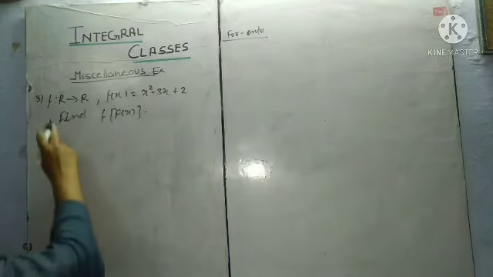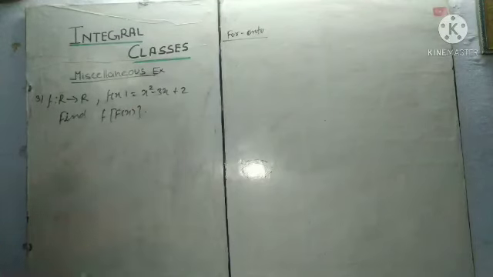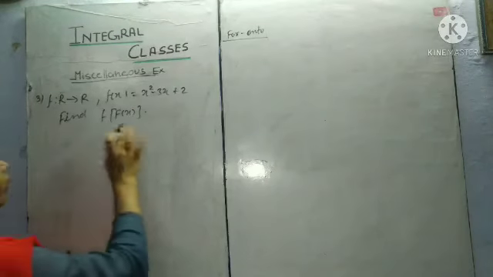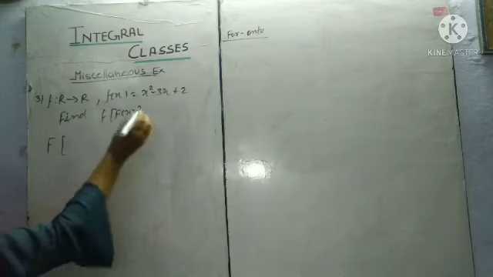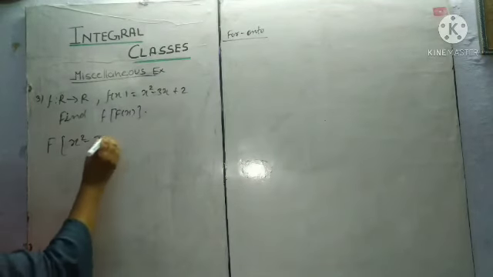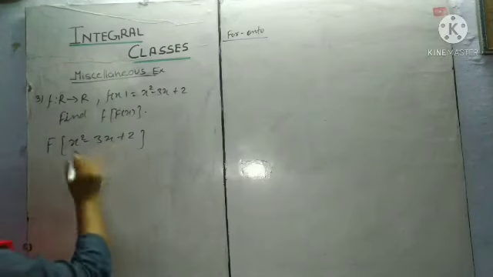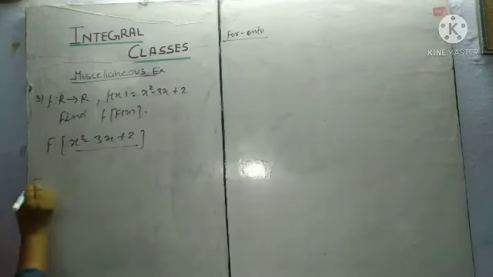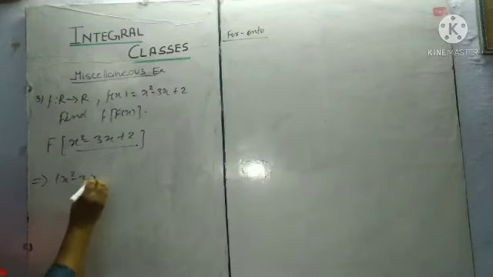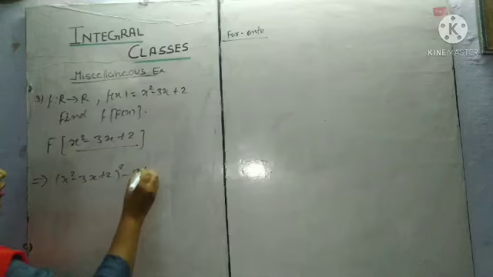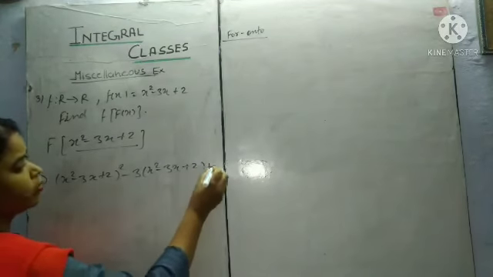Question number 3. f is defined from R to R and f(x) is given as x square minus 3x plus 2. Now we will find the value of f of f(x). So student, f of f(x), what is the value of f(x)? This x square minus 3x plus 2. Now we will again replace x by this whole, so we will get (x square minus 3x plus 2) whole square minus 3(x square minus 3x plus 2) plus 2.